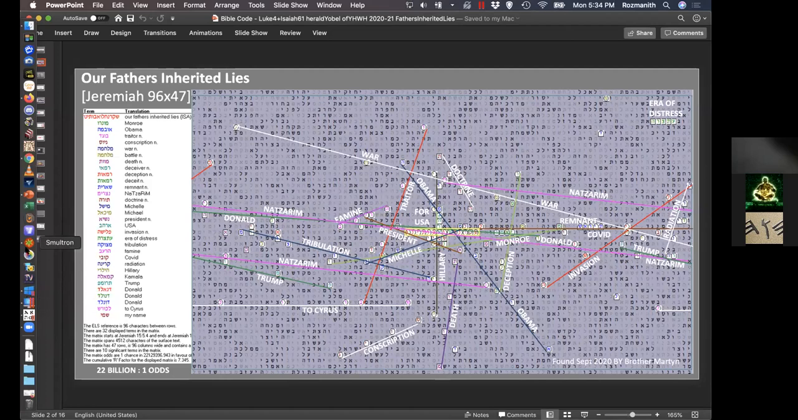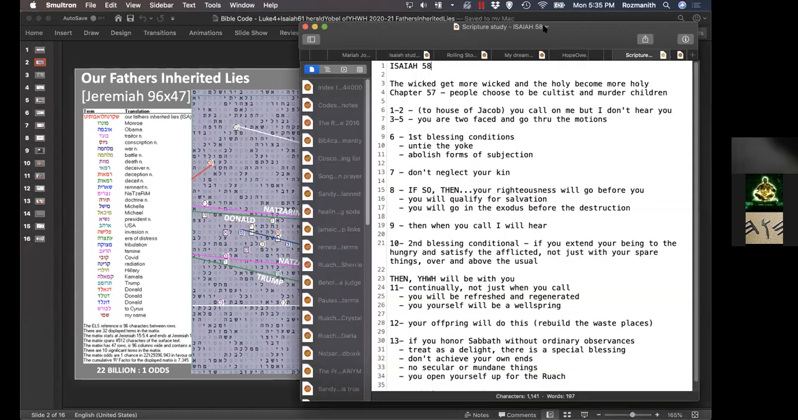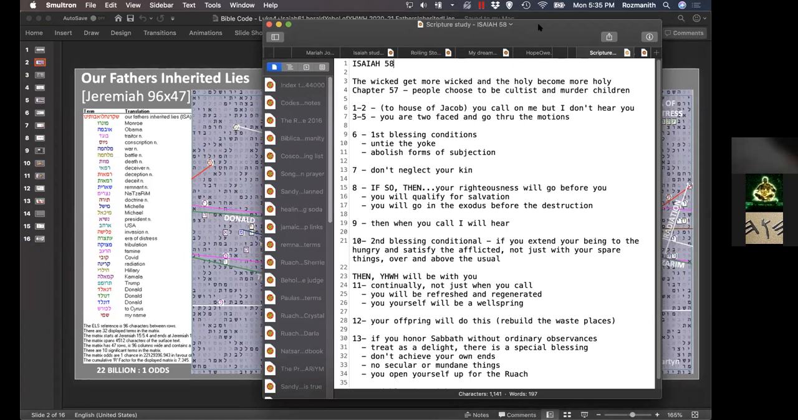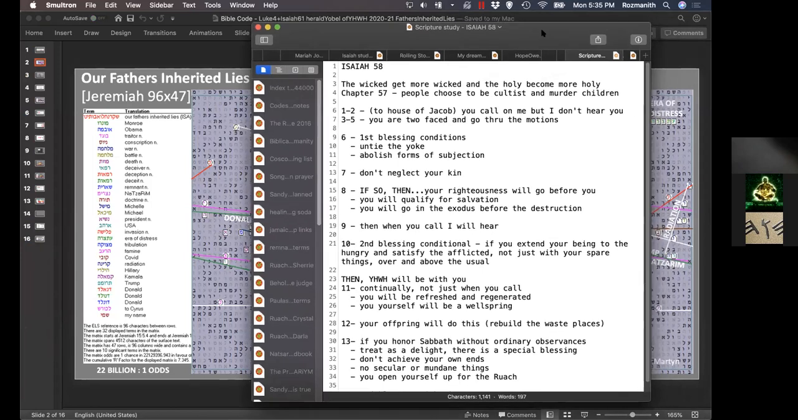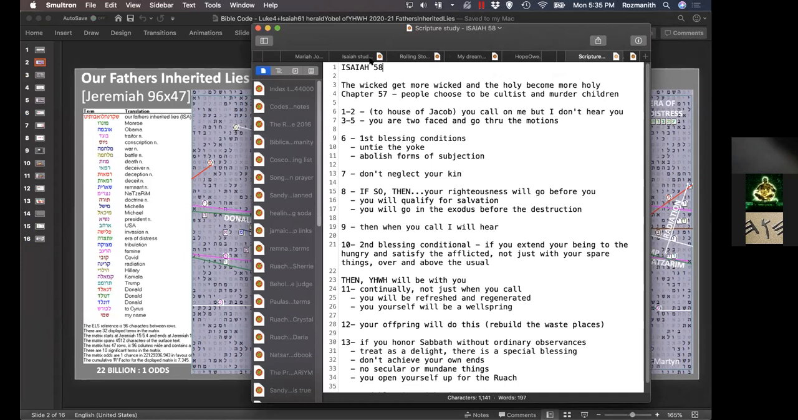So the first thing I'll talk about is the Isaiah 58 scripture study. It was really interesting. You can read it, but basically I took notes from the discussion we had in the commentary of the narrator. Isaiah 58 is a continuation of 57, where the wicked get more wicked and the holy become more holy. In 57, basically people choose to be cultists and murder children. It's interesting because as we do the scripture study, it sounds like news headlines from today. These chapters from Isaiah.